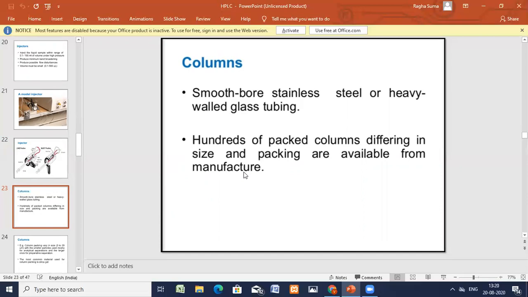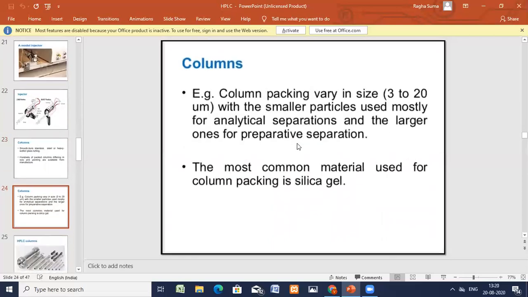Now we'll see the small bore stainless steel and heavy walled glass tubing columns, and how they are of different sizes. You can see, for example, column packing varies in size from 3 to 10 micrometers. The small particles are used mostly for analytical separation and the large ones for preparative separation.